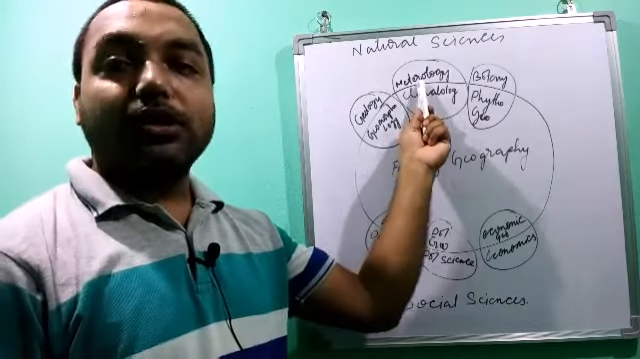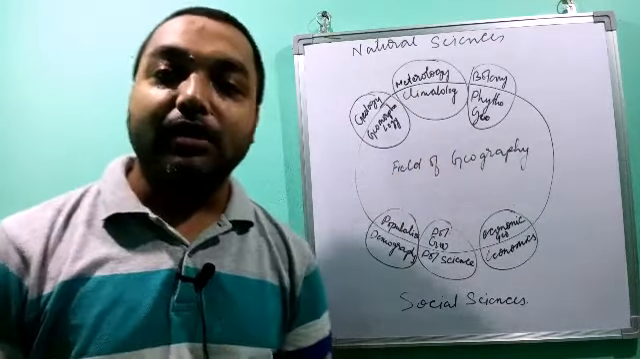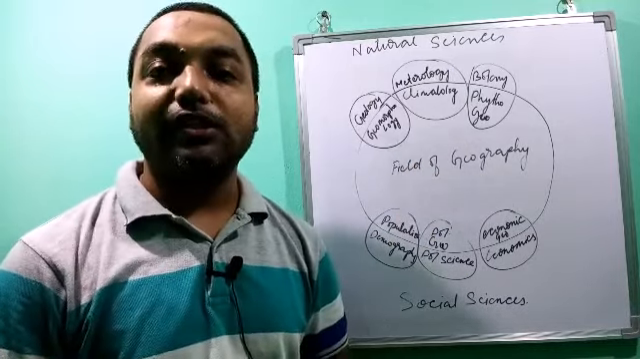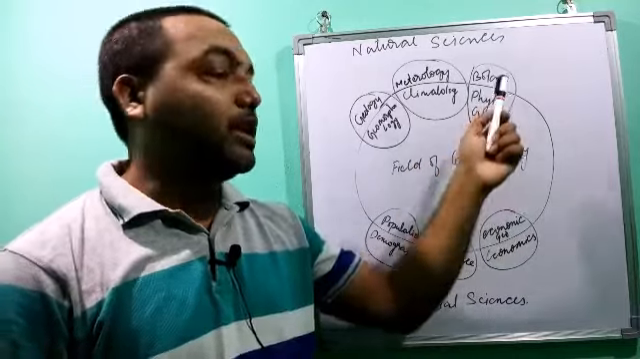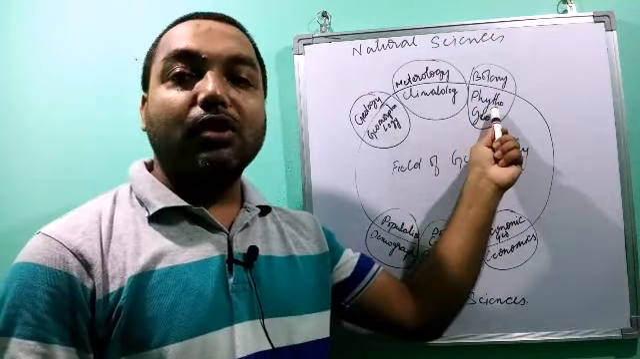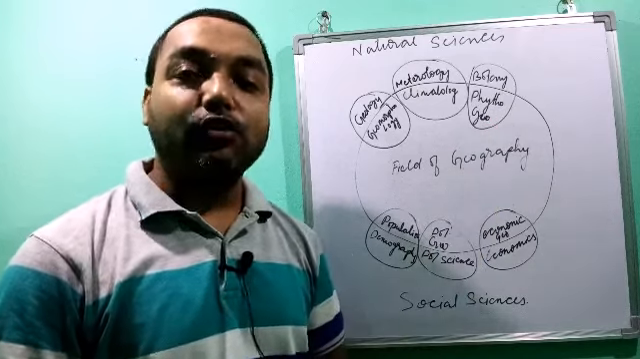Then meteorology is the study of climate. So when it came into geography, it became climatology, a new branch of geography. Botany studies plants, so the study of plants in geography becomes phytogeography.